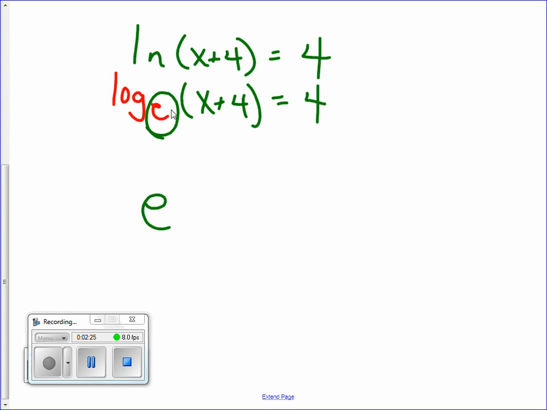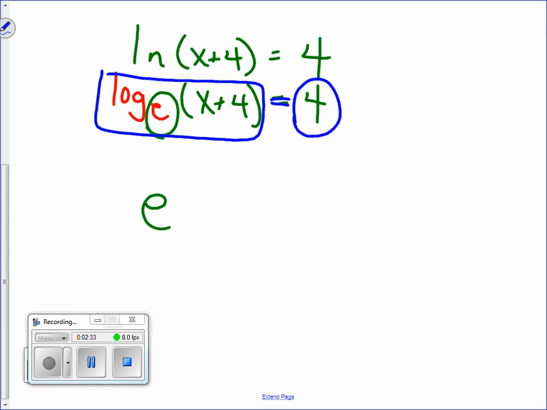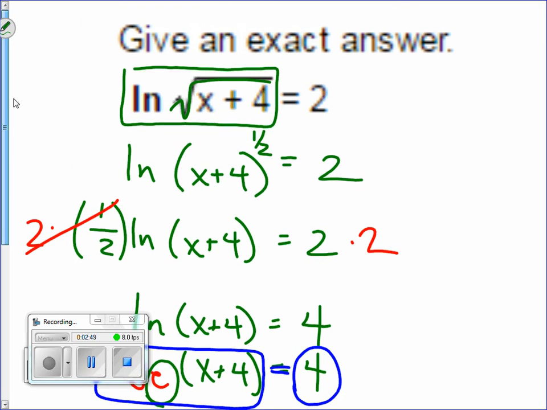Logarithms are exponents. So that number that's on the other side of this statement, that's the exponent that I make for e. And then lastly, we set that equal to x plus 4. We're solving for x. And our instructions were to give an exact answer.